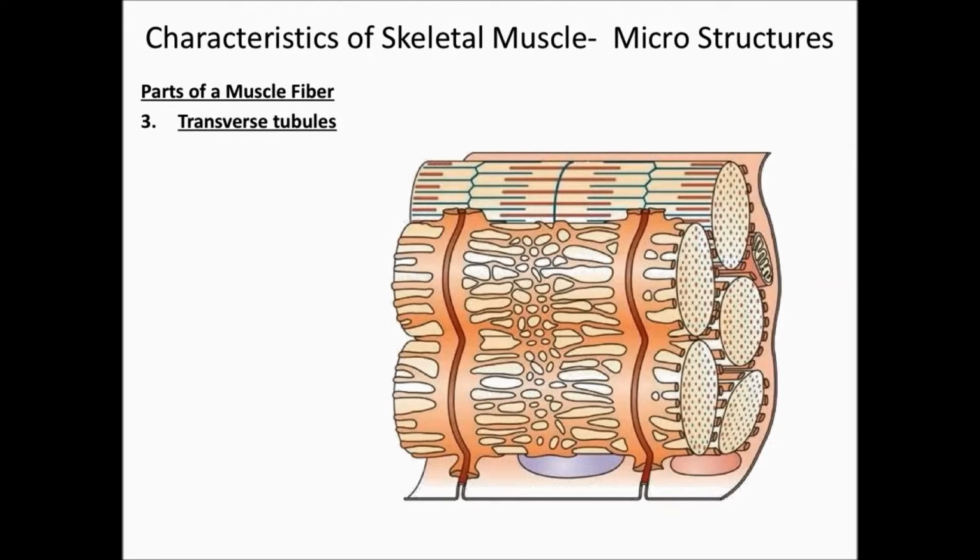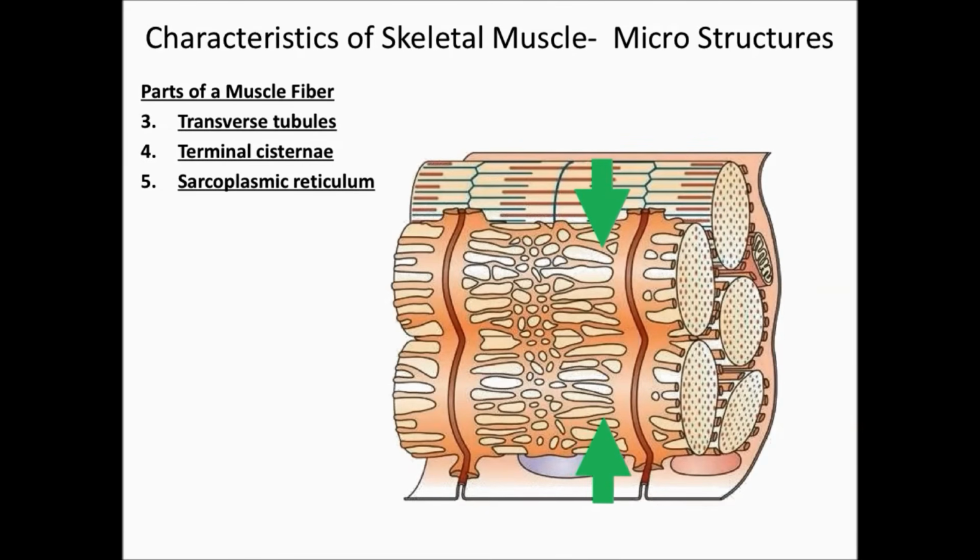The next microstructure of skeletal fiber is adjacent to the transverse tubules. These are called the terminal cisternae. On the terminal cisternae, you will find voltage-gated calcium ion channels. As an action potential travels down the T-tubule and across the terminal cisternae, that action potential will open up voltage-gated calcium ion channels and allow calcium ions to diffuse out of the terminal cisternae. Attached to the terminal cisternae is the sarcoplasmic reticulum, which is a network of tubules whose function is to store calcium, which will be released by the terminal cisternae.